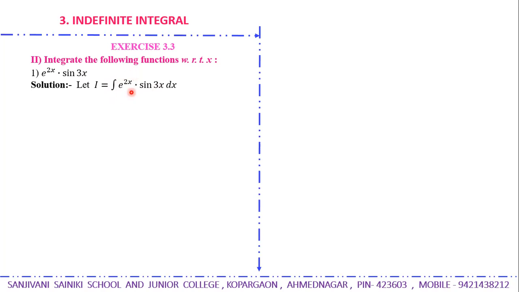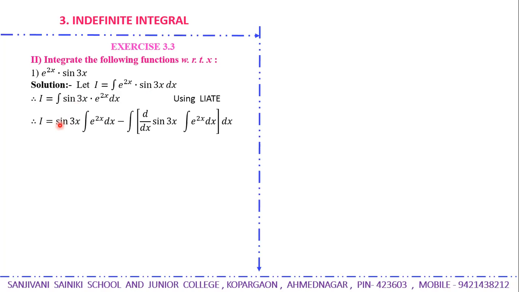Now here, this is an exponential function and this is a trigonometric function. So using the LIATE rule, the first function is sine 3x and the second function is e raised to 2x. So use by parts. The first function as it is, integration of the second function, minus integration in bracket, derivative of the first function into integration of the second function.